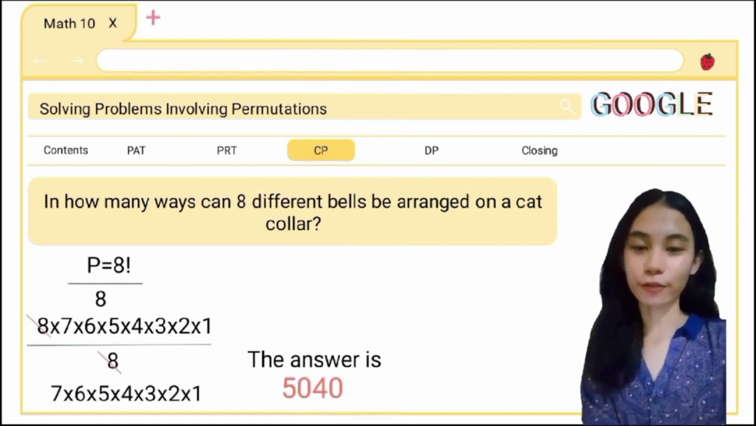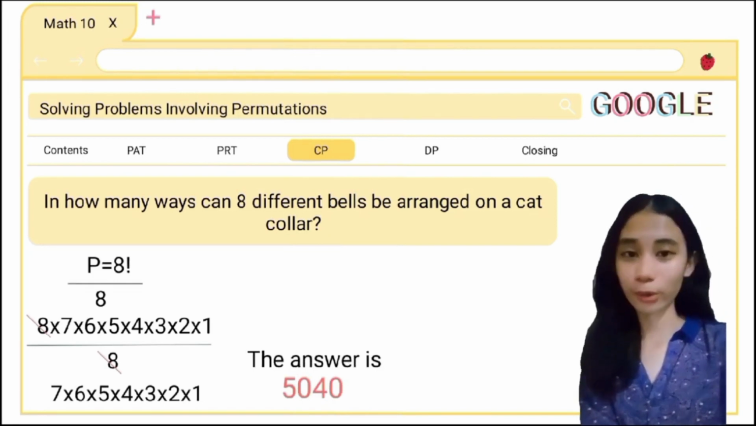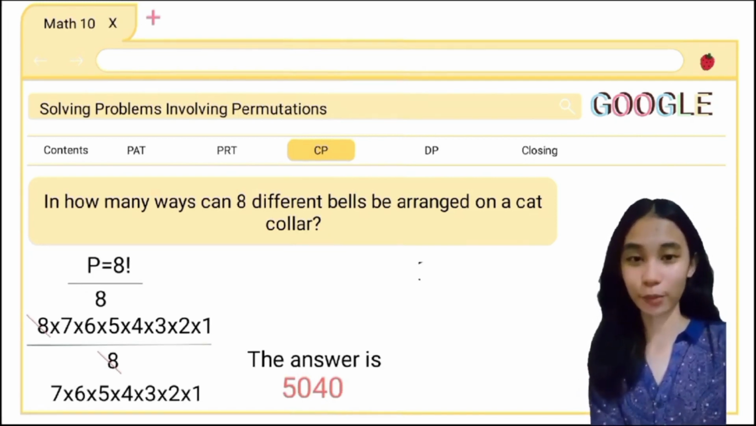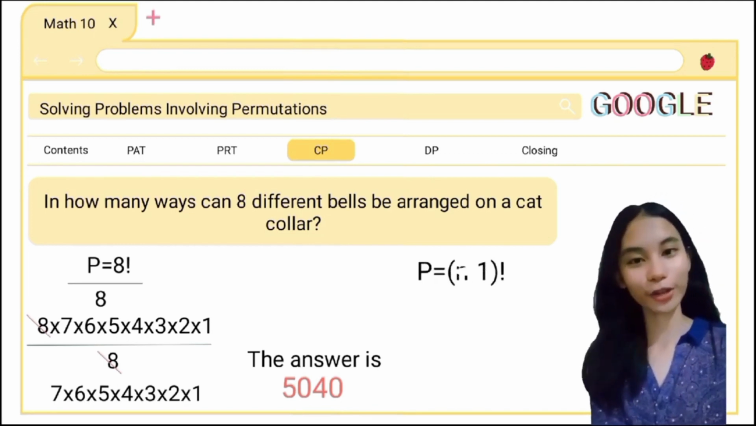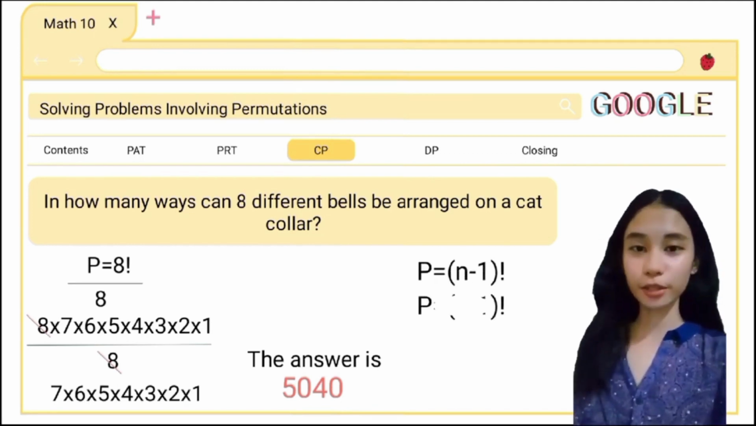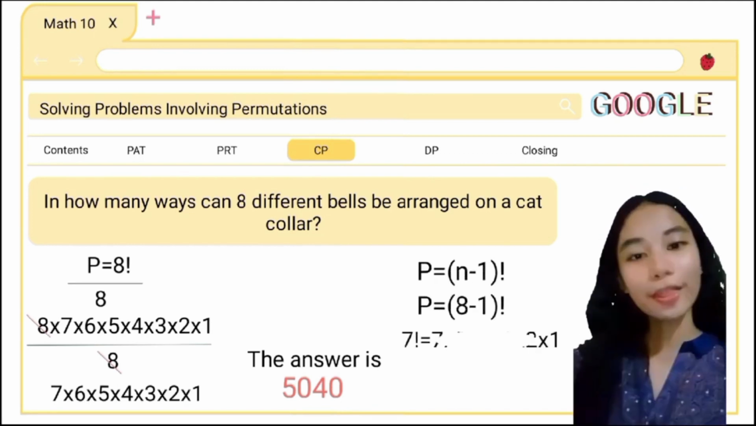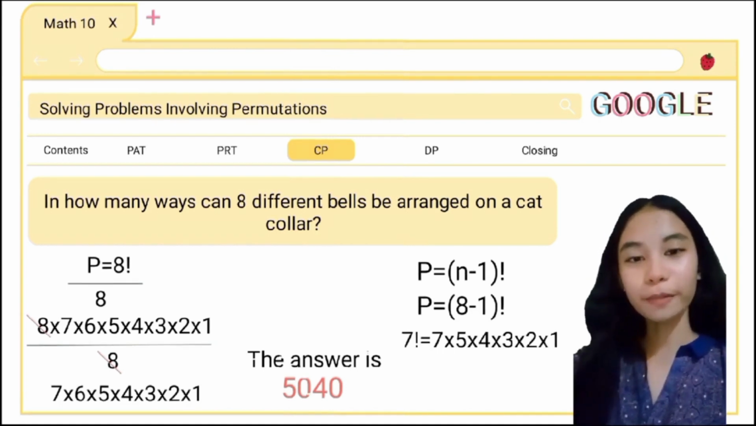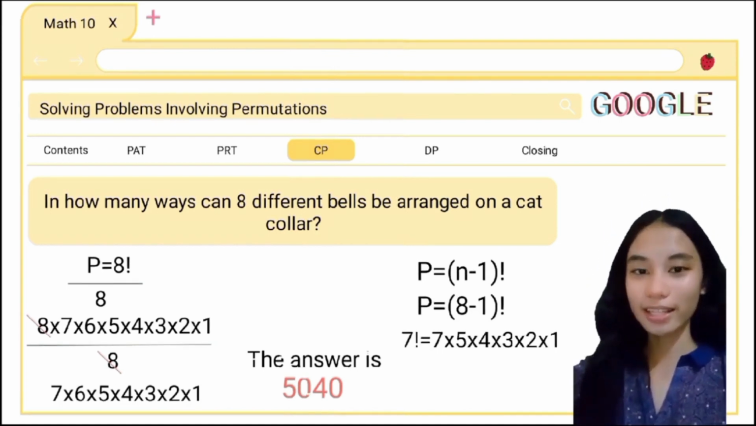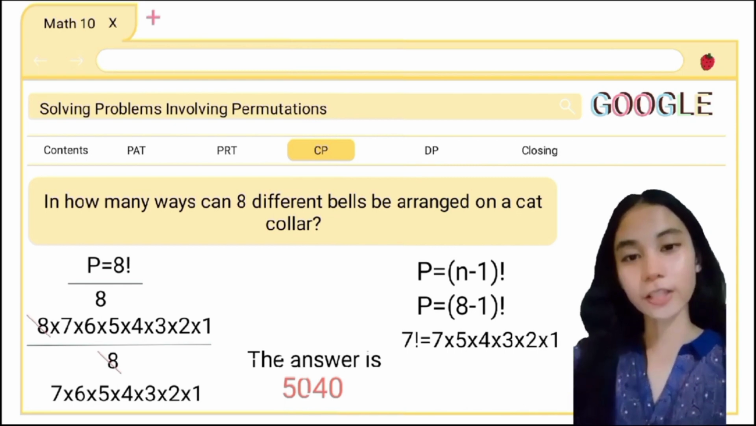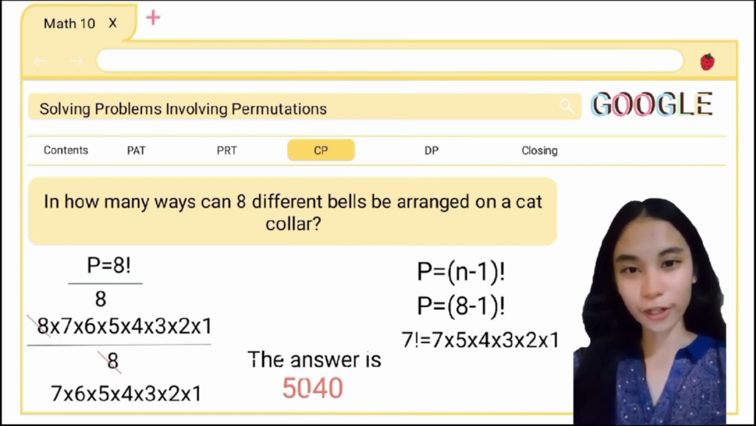Now, let's try to solve the same problem, but this time the form we're going to use is permutation equals quantity n minus 1 factorial. Firstly, we need to substitute the n and subtract 1. Then solve 7 factorial by multiplying 7 by all the numbers less than 7. And the final answer is still the same, which is 5,040 ways.